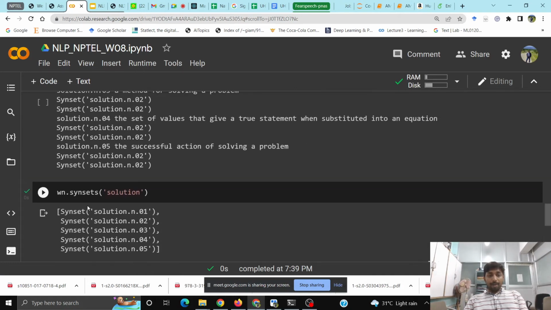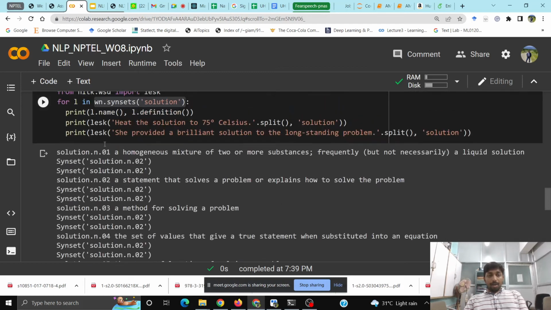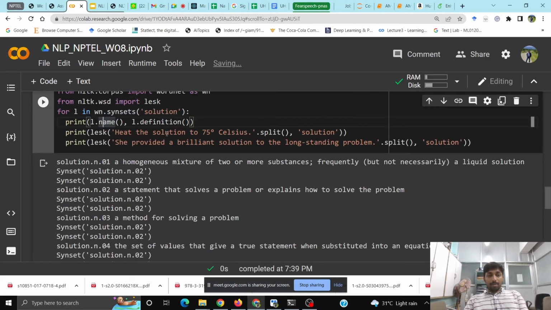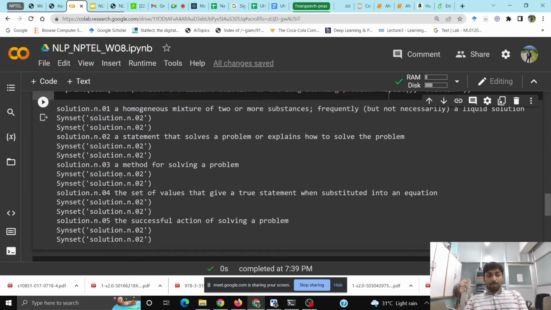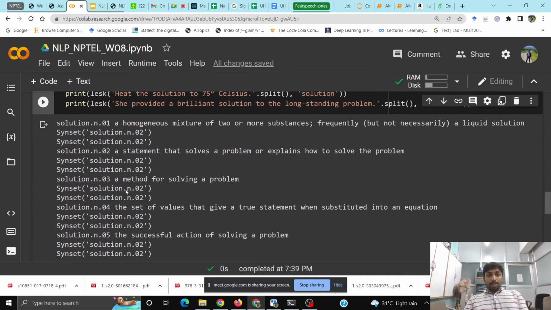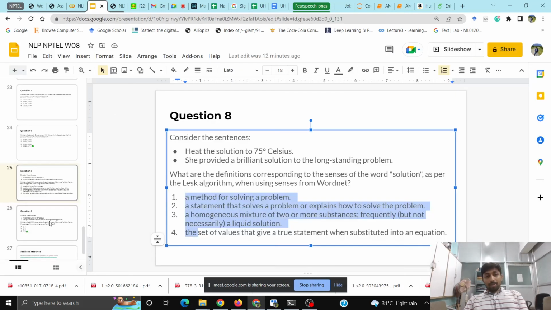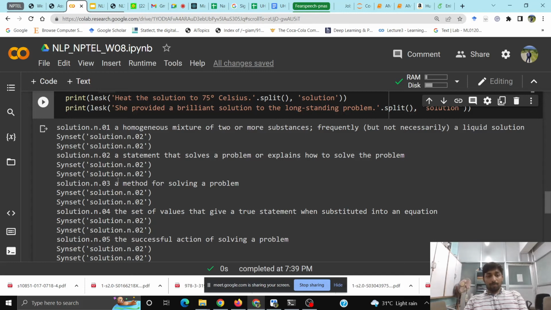And for each of the synsets, the senses, we will try to see their name as well as the definition, and we will see something like this. So N01 is this definition, N02 is this definition, and this way. If you match this with the original text, let us see a method for solving a problem. So there is the third sense.